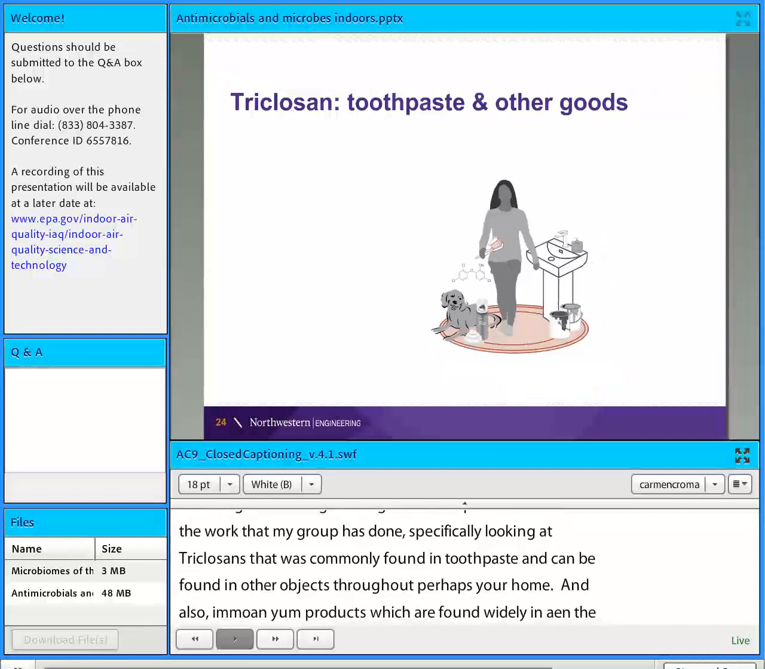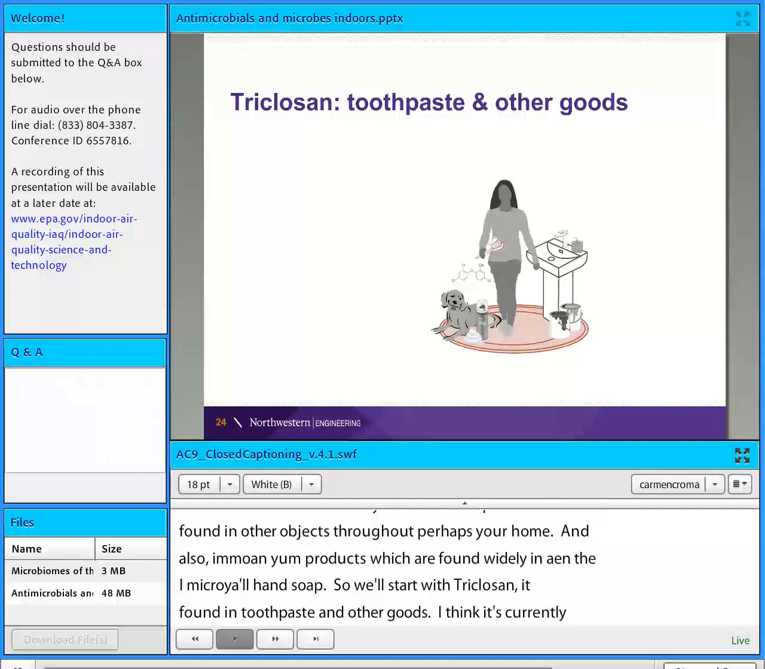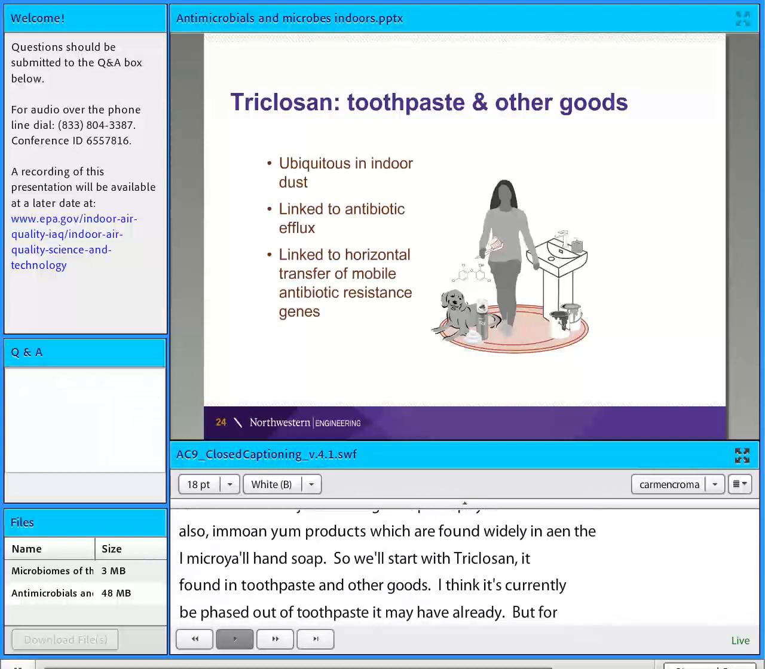So I'll start with triclosan. As I mentioned, triclosan is found in toothpaste and other goods. I think it's currently being phased out of toothpaste. It may have already, but for several decades, it was very, very widely used in hand soaps, in toothpaste, and in other products.